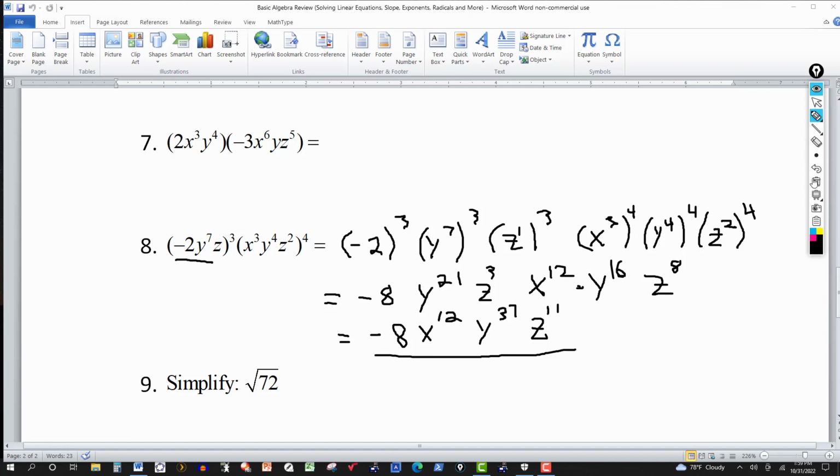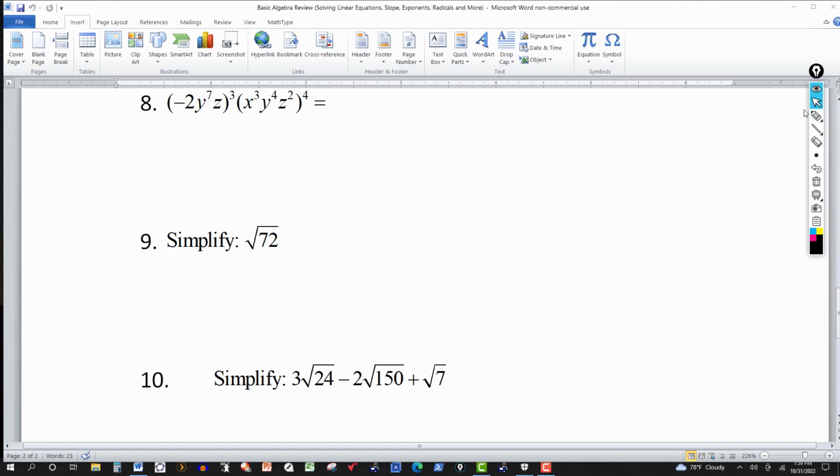exponents. Let's clear this. Now we have radicals. Just remember that if you have a square root of x, the x is the radicand, and this is your index. Now if it's a square root, the index is understood to be 2. That's understood to be a 2. Now if it's a cube root, you have to put it in there. Or a fourth root. But for a square root, it's understood to be a 2.